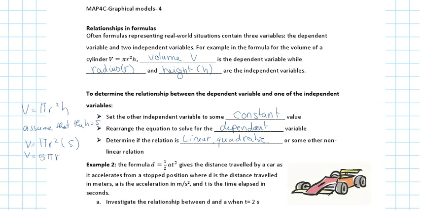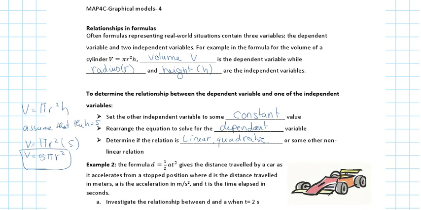I have two variables, the volume and the radius, right? The volume is the dependent, and it depends on the radius. Now, can you tell me if this relation is linear, quadratic, or something else? Quadratic, because it has a degree 2, right? So I set one of my variables to a certain constant, and then I looked at the relation between the other two.